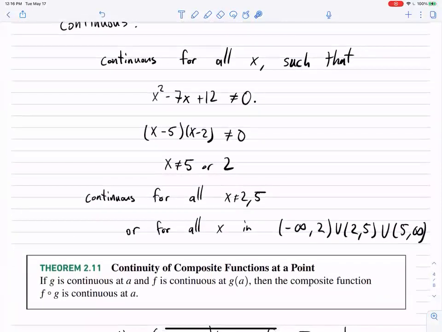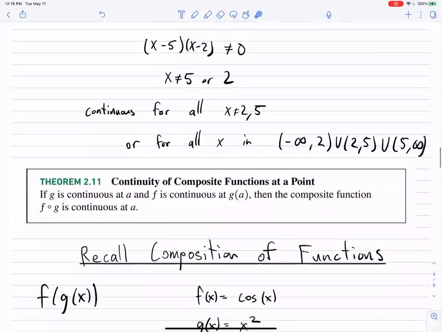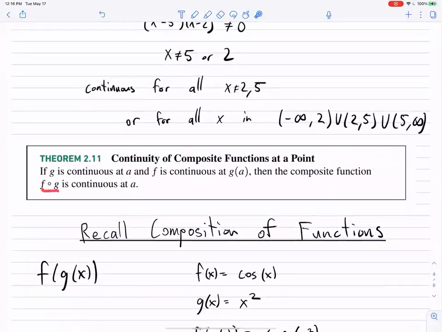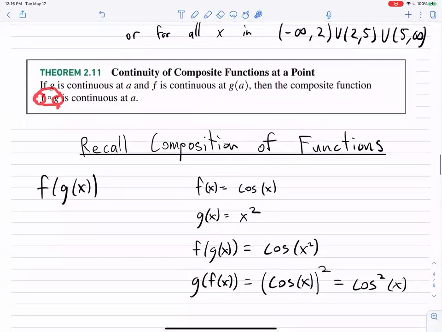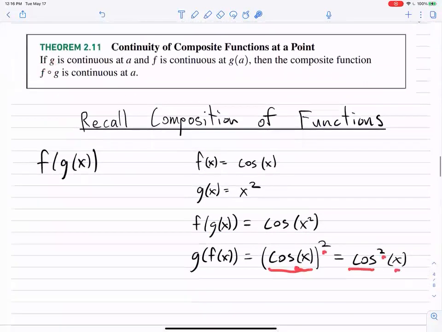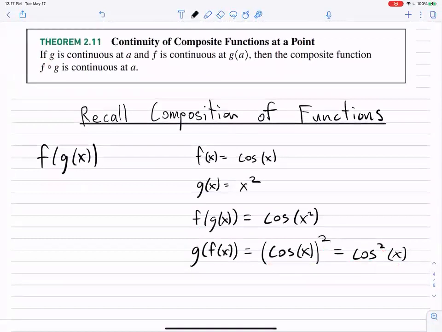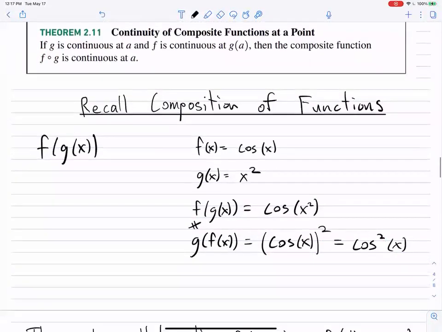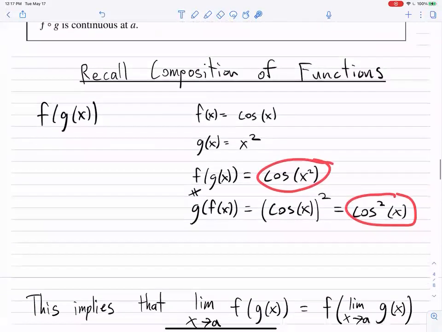All right, how about continuity of a composite function at a point? So remember what a composite function is. It's when you plug a function into a function. So you plug g into f. And so here's an example of a composite function. If you have f of x is cosine of x and g of x is x squared, then f of g of x is cosine of x squared. And then g of f of x, the opposite composition, is cosine squared x, is how we write that. So these are not equal, by the way. f of g of x and g of f of x are not equal. Cosine of x squared and cosine squared of x are not the same thing.